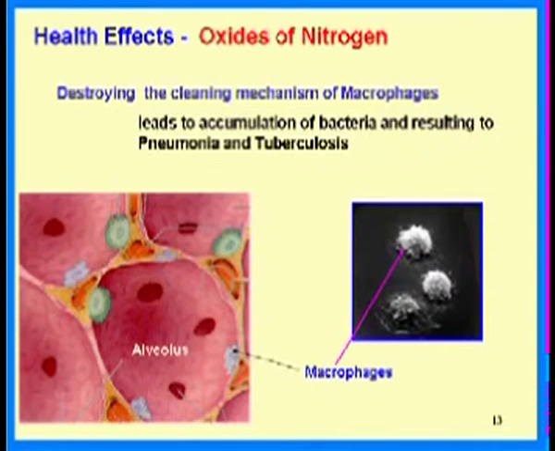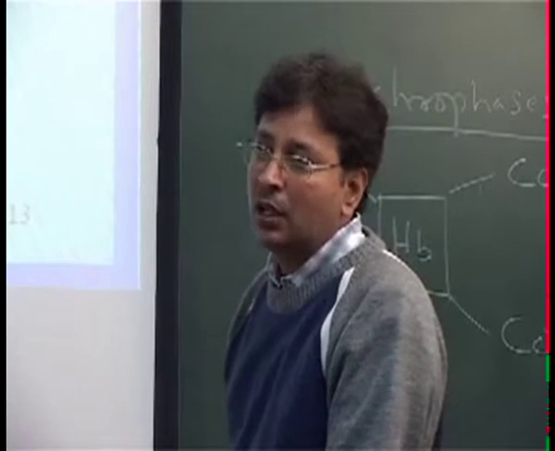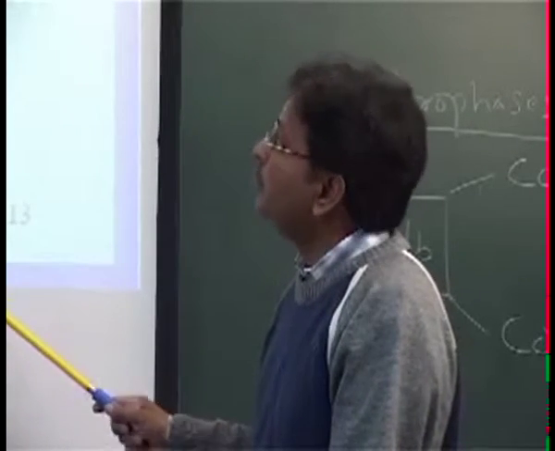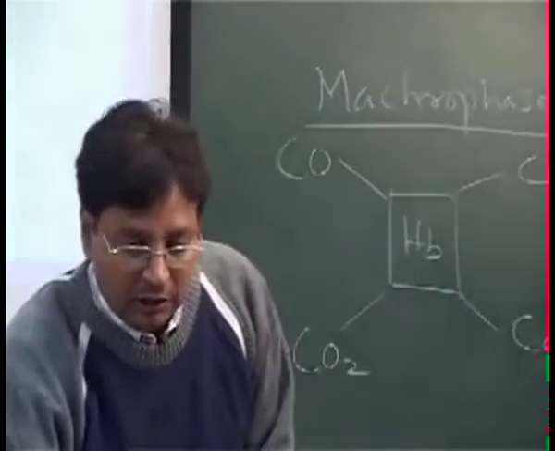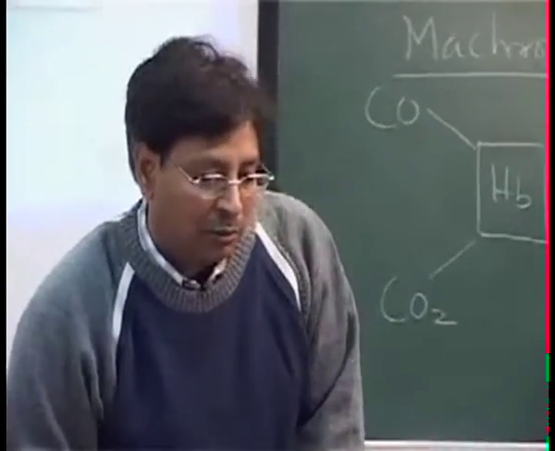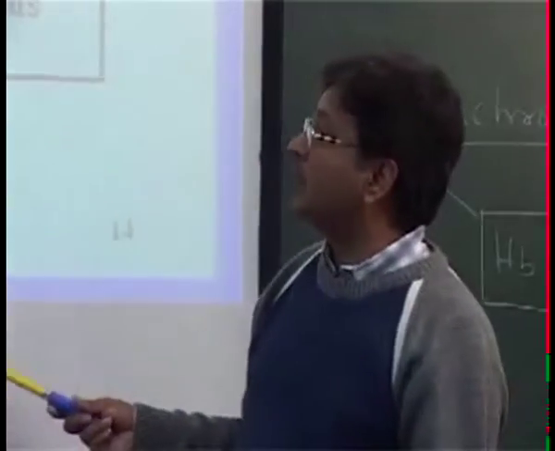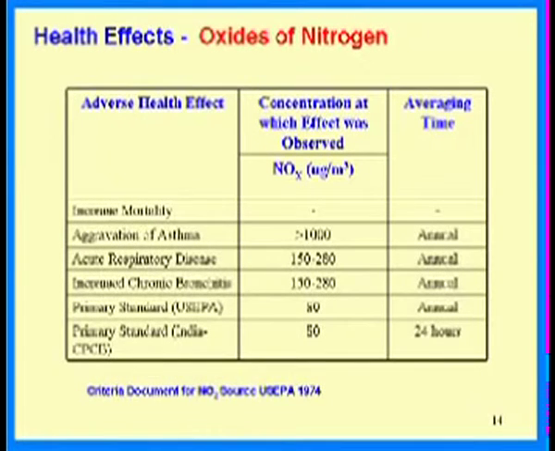So the oxides of nitrogen very much affect the macrophage itself. Once the macrophage is destroyed, the cleansing mechanism of the macrophage is lost, leading to accumulation of the bacteria and resulting in pneumonia and tuberculosis, okay. This is one of the direct effects of oxides of nitrogen, and we will also see the other effects in a moment. Once that is there, it can enhance or aggravate asthma, it can also cause acute respiratory diseases, and increase chronic bronchitis. Bronchitis is again a bacterial infection.